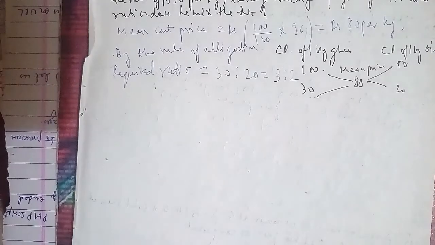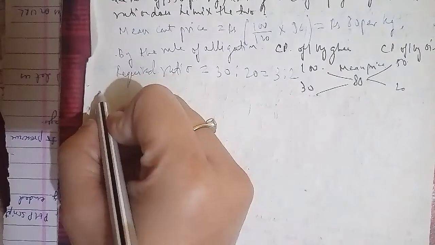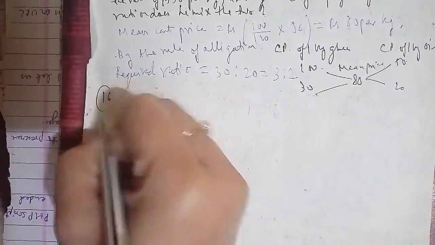We talk about it, and that is of course an important one, which we have to discuss here. The question is, a dishonest dealer professes to sell his goods at cost price but uses a weight of 960 grams for a kg weight. Find his gain percent here. The question is the 16th question.